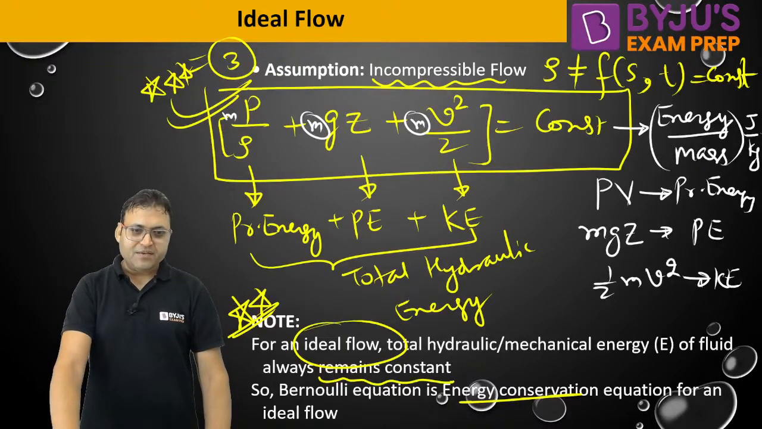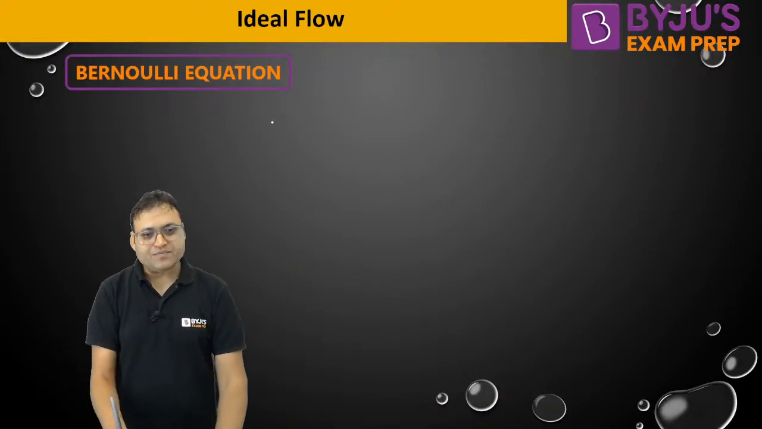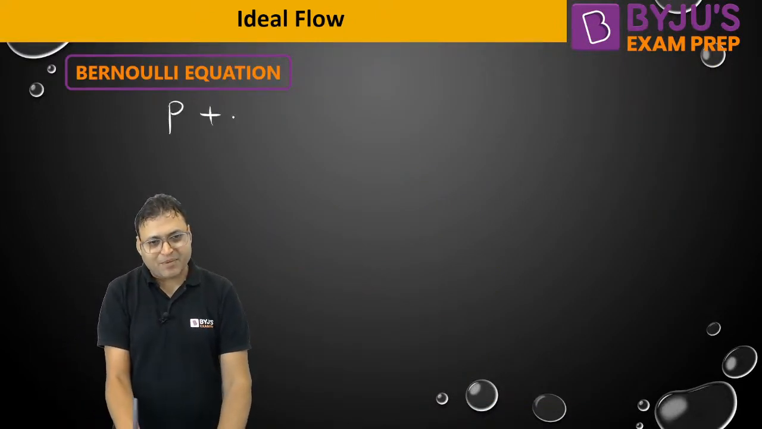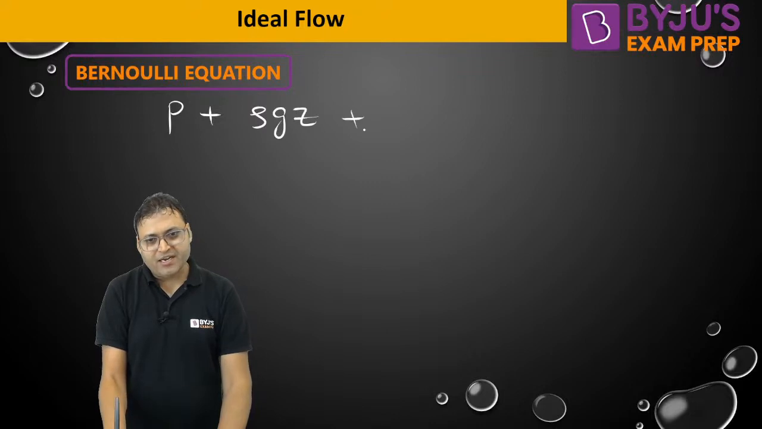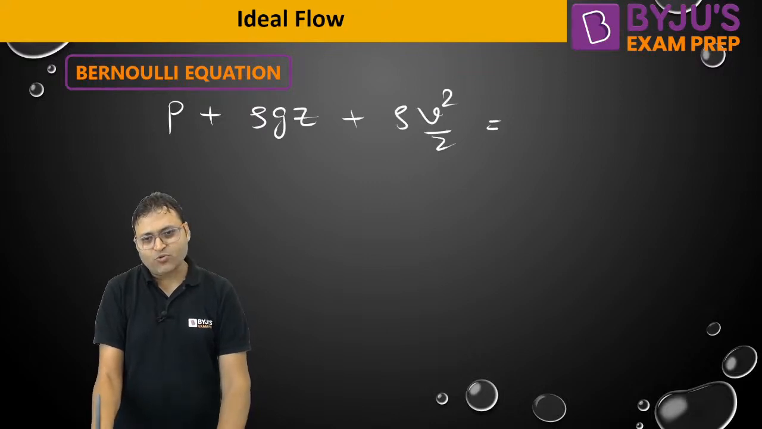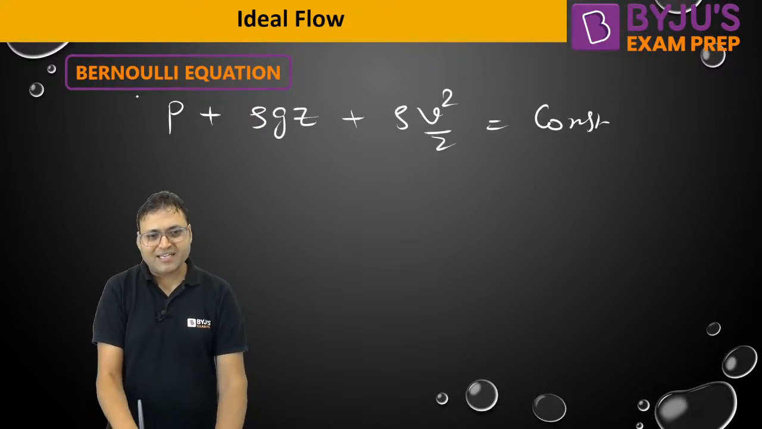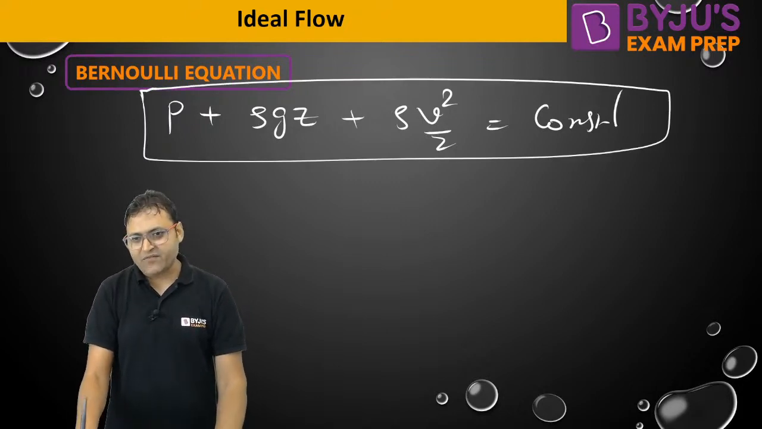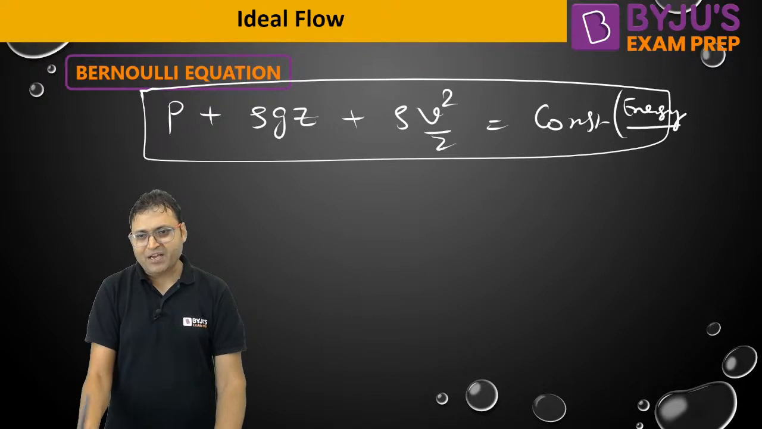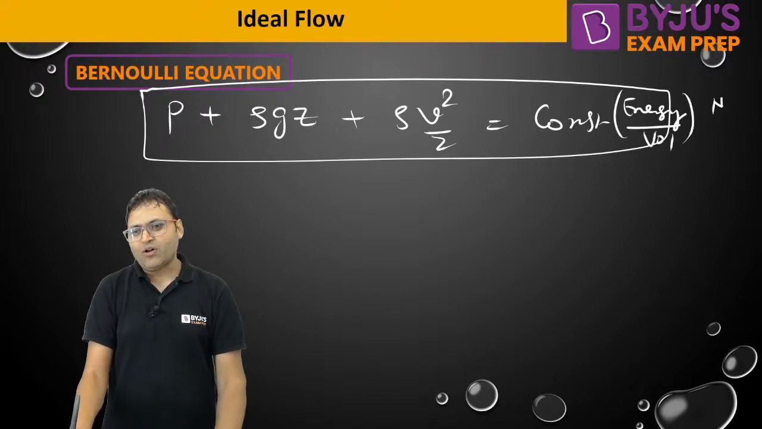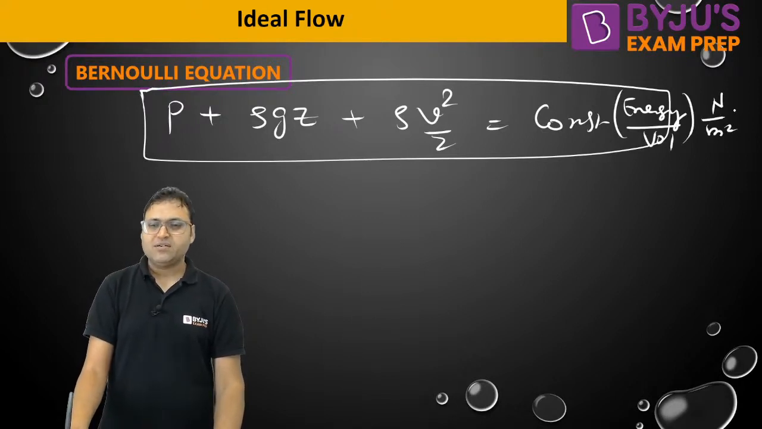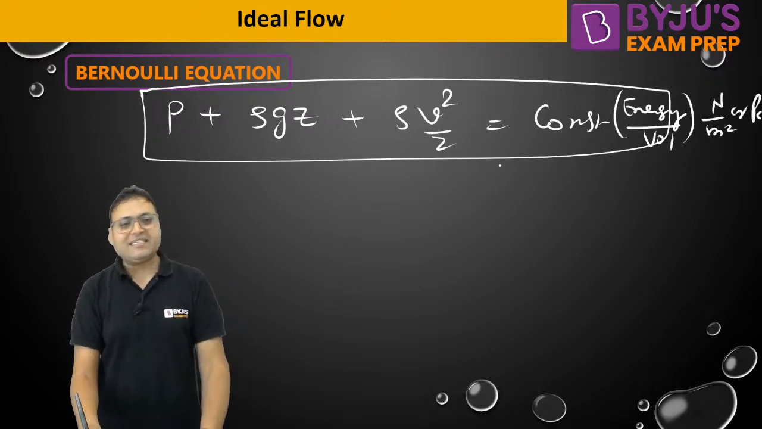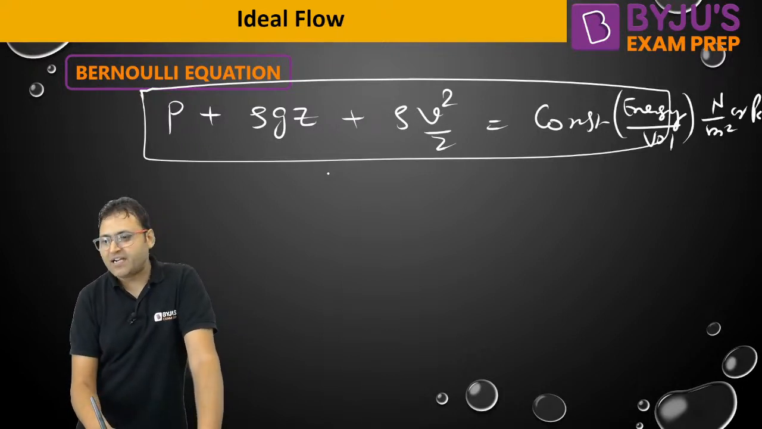And if we multiply with rho, then we will get the expression P plus rho gz plus rho v square by 2 is another constant. That is another form of writing the Bernoulli equation. Now the unit of each and every term is energy per unit volume, or we can call it Newton per meter square or Pascal. It is in terms of pressure. Energy equation in terms of pressure.